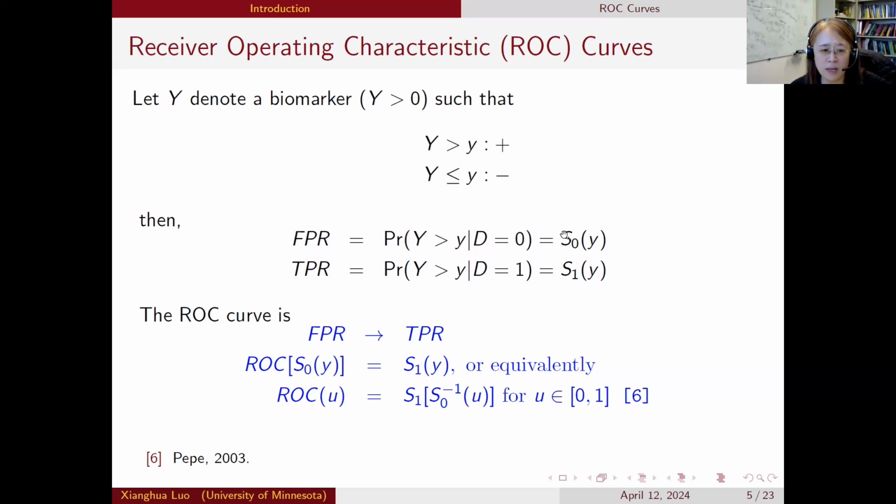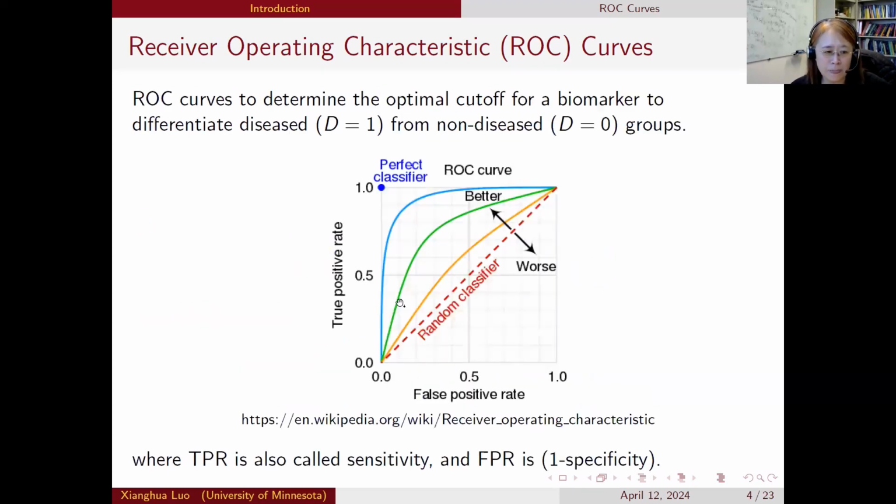Okay, so I use S sub 0 y for this probability because it's simply a survival function, right? Subgroup survival function. Similarly, for TPR, you can denote TPR as also a survival function, the disease group's survival function of the biomarker distribution. And the ROC curve is simply a map, right, from FPR to TPR. If I go back quickly to this, the ROC curve is a map, right, from X to Y.